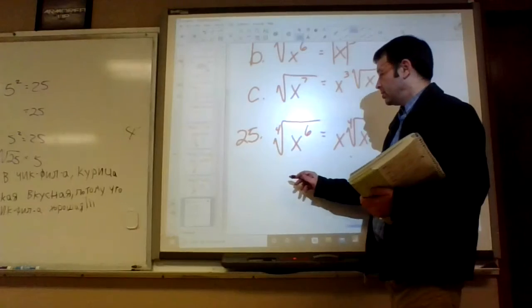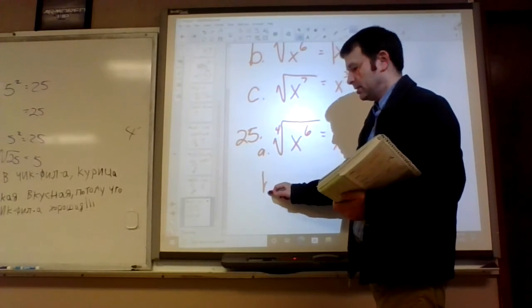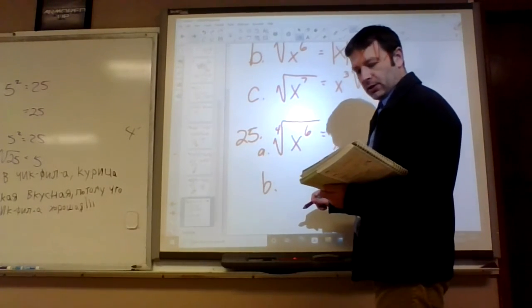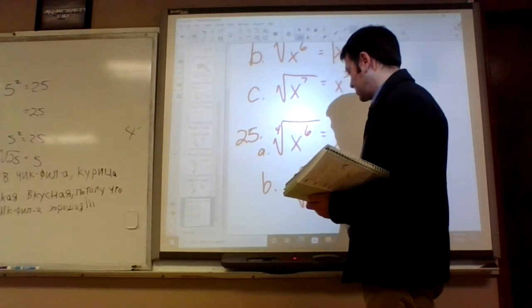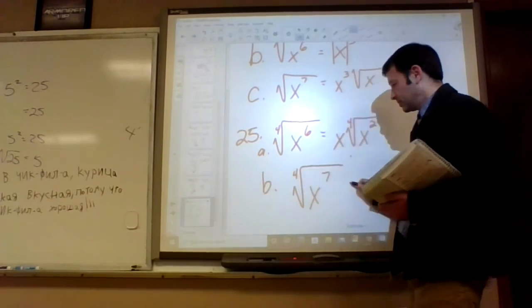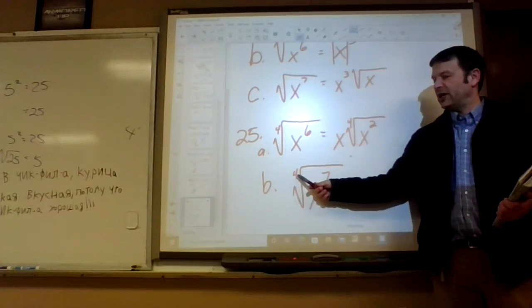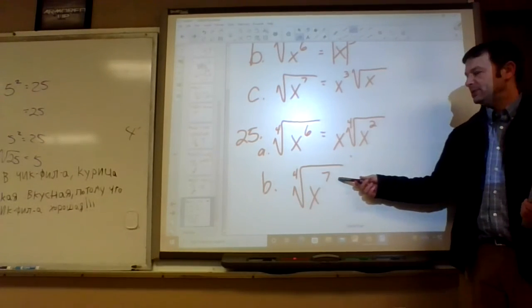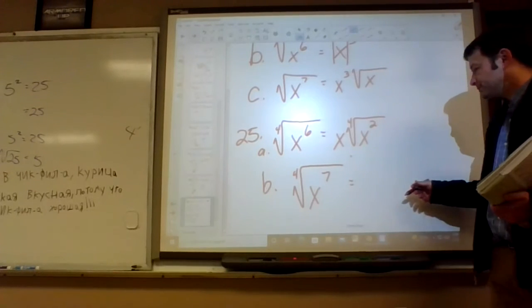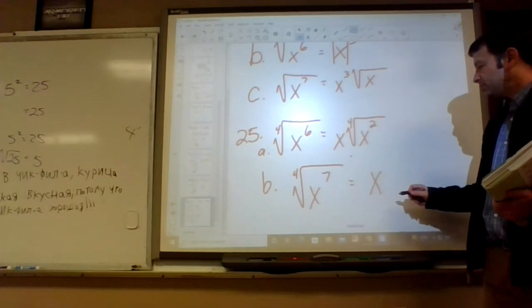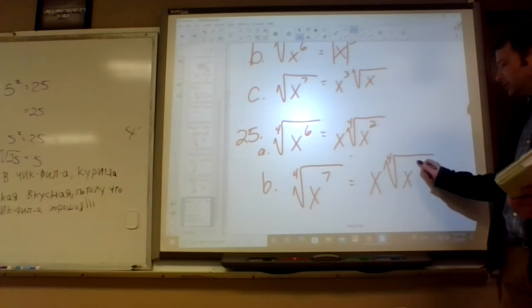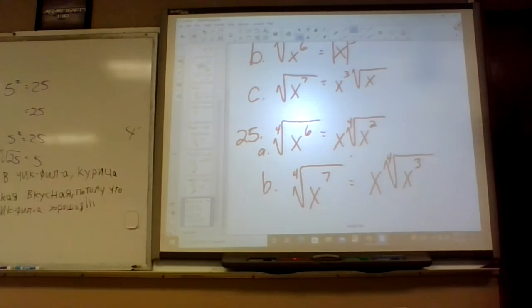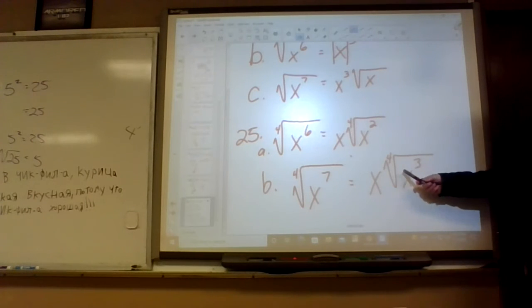Okay, or D, that was A. 4th root of x to the 7th. So 7 divided by 4. How many times does 4 go into 7? Once with the remainder of 3. x to the 1, x to the 3.